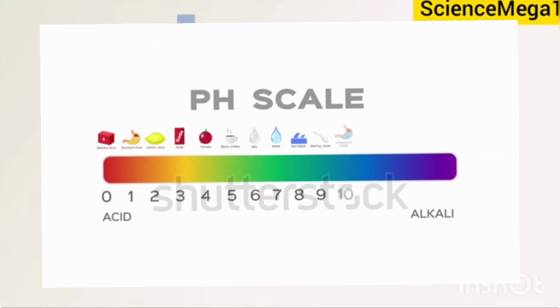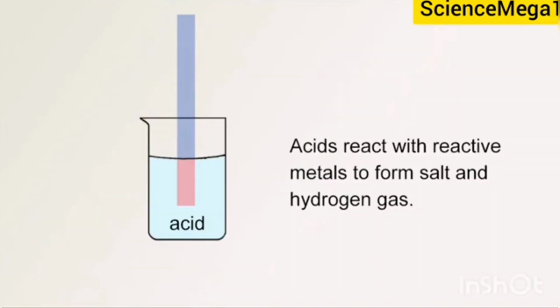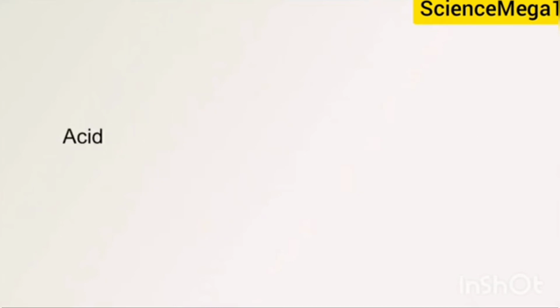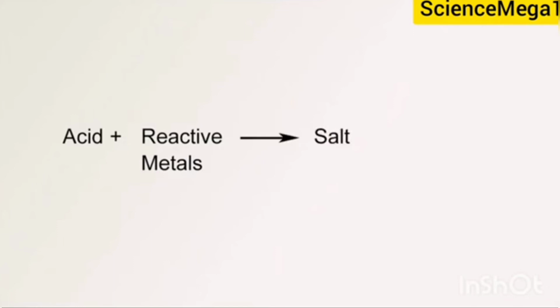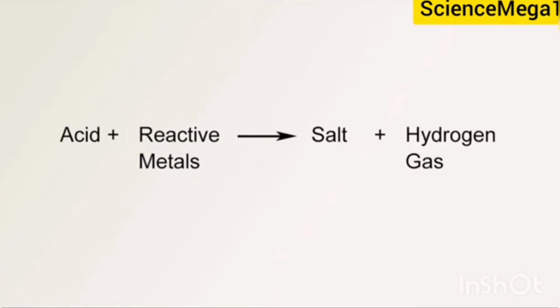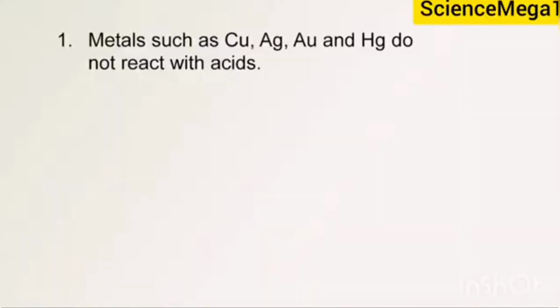Acids react with reactive metals to form salt and hydrogen gas. The general word equation is shown on your screen. So you can see acid plus reactive metal will provide products of salt plus hydrogen gas. Note that metals such as copper, silver, gold, and mercury do not react with acids.